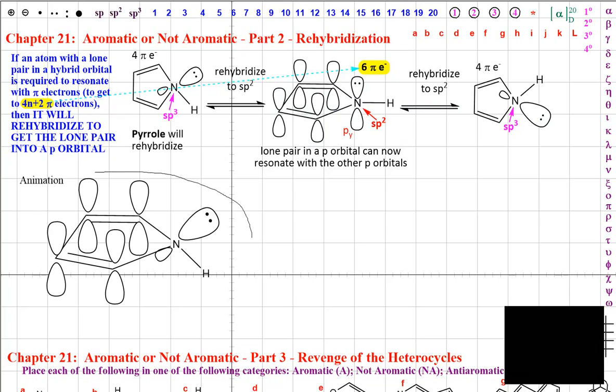So before we begin the animation, here's the molecule that's going to start moving. Here is the sp3 hybrid, which must rehybridize to a p orbital here. And let the animation begin.